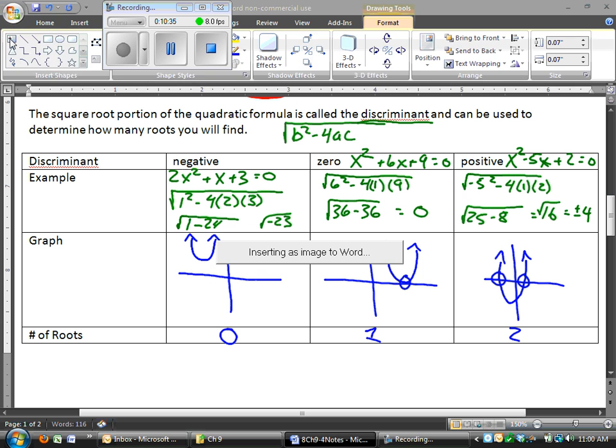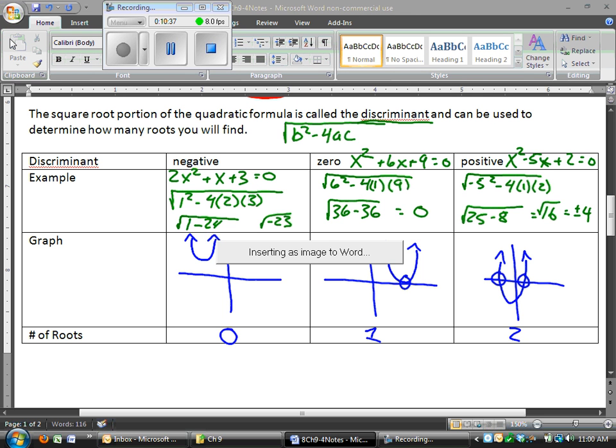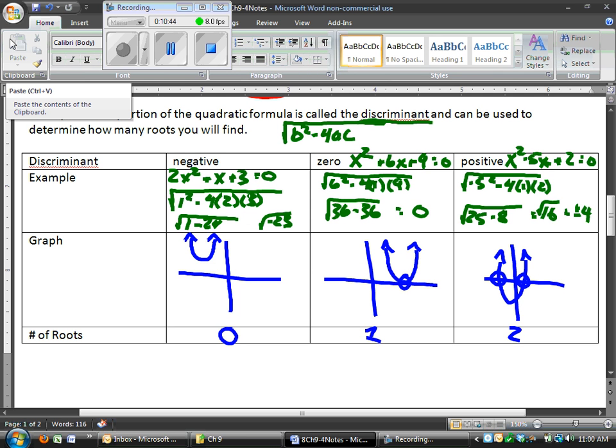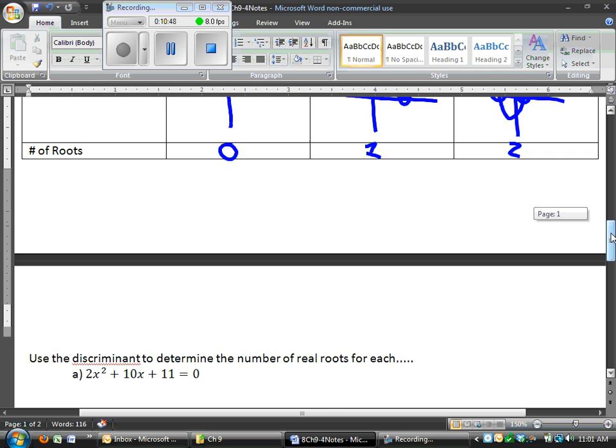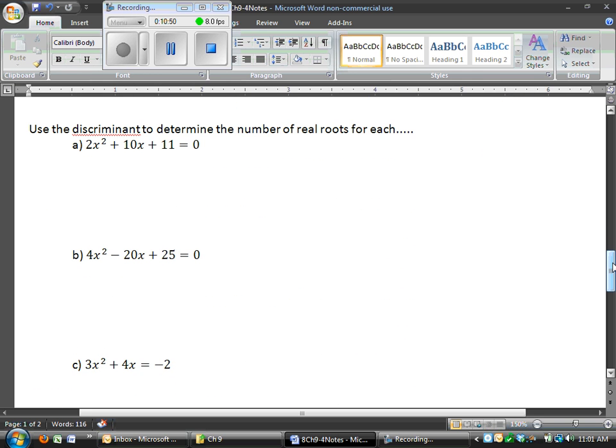And you're not actually finding the solutions here in the discriminant, you're just finding out how many solutions there should be. If it's negative, there's no solutions. If the discriminant is 0, it's one solution. If it's positive, it's two solutions. Okay? So here's a few examples we'll go through real quick.